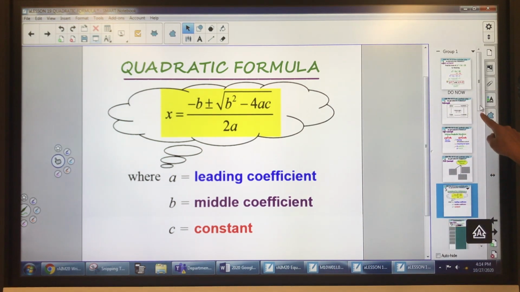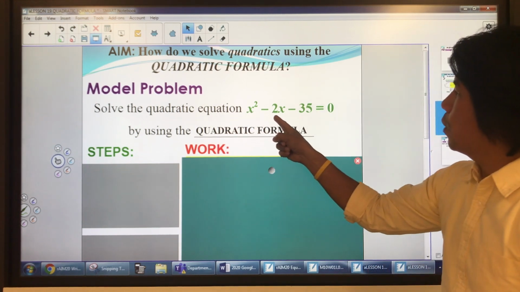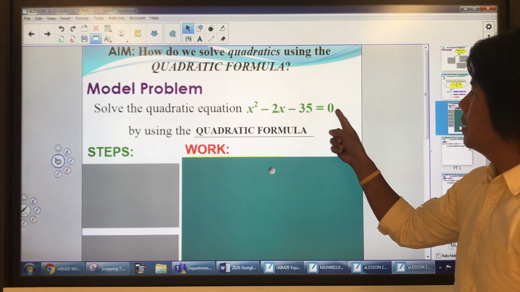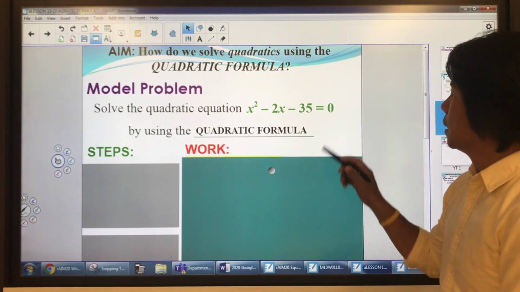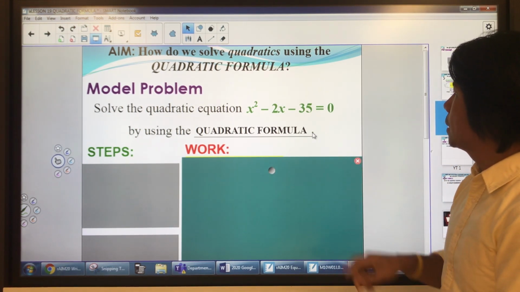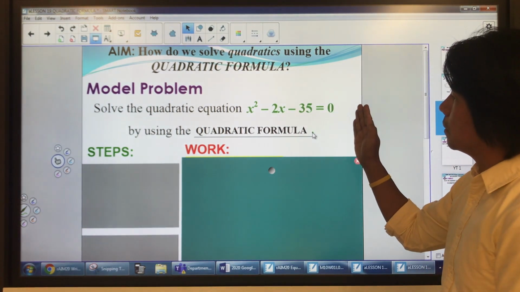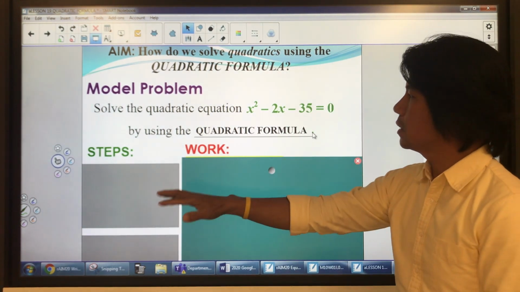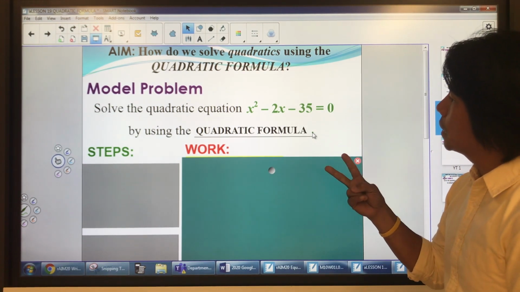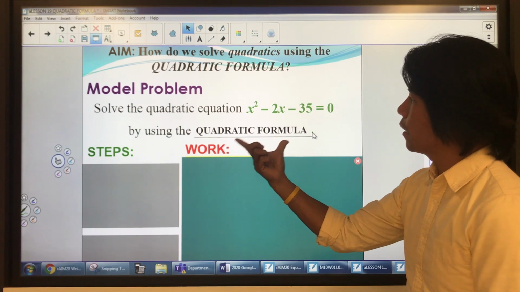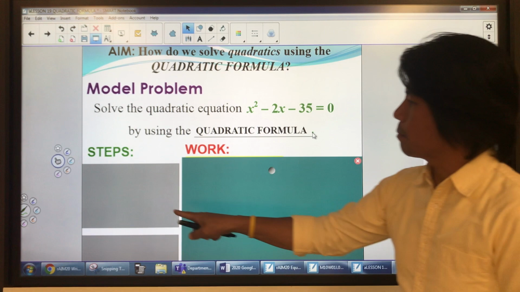Let's take a look at the model problem. Solve the quadratic equation x squared minus 2x minus 35 equals 0 by using the quadratic formula. First, it's already written in standard form. It's equal to 0, right? All the terms are on the other side. And also, they're very specific: use the quadratic formula.